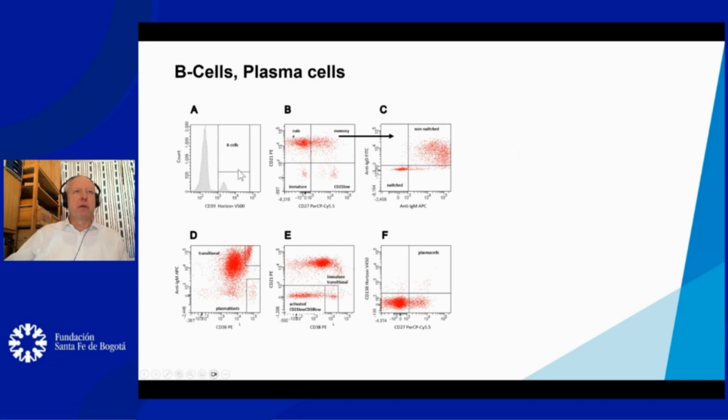We can differentiate between naive, immature, CD21 low and memory cells. We have non-switched and switched B cells, transitional ones, plasmablasts, activated and immature transitional, and plasma cells. A lot of cells out of this one tube.